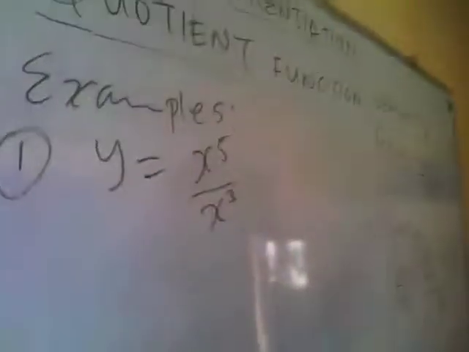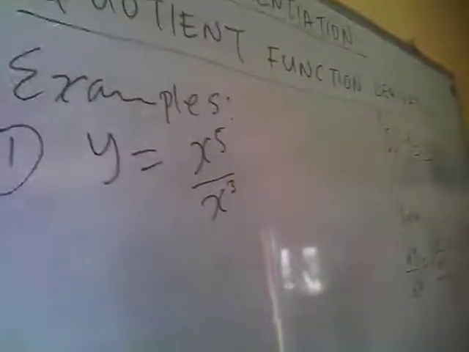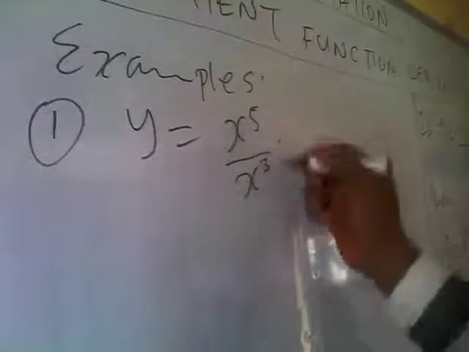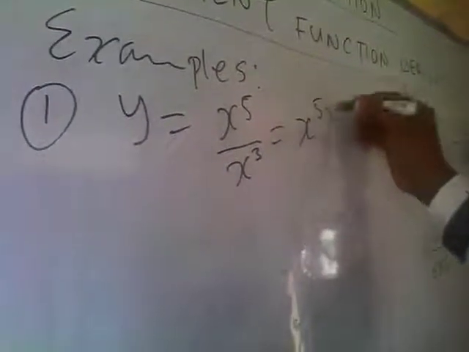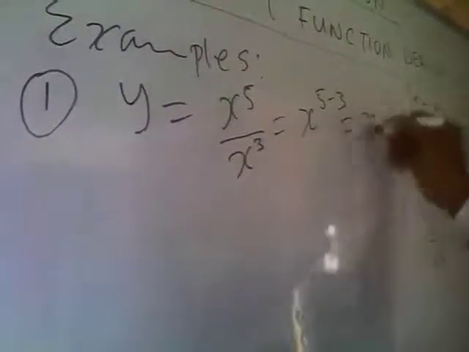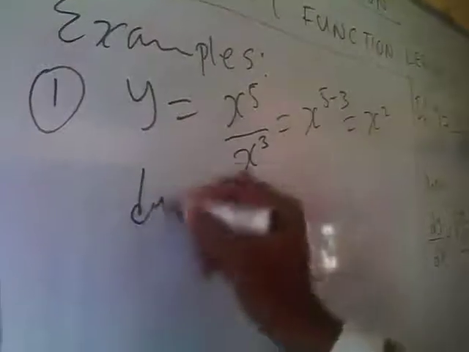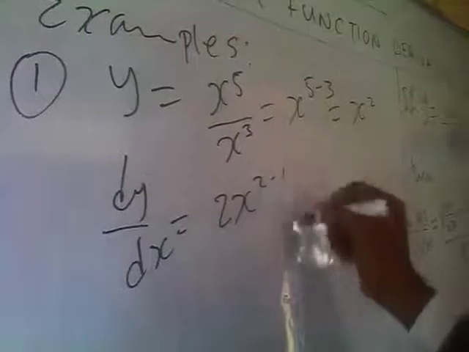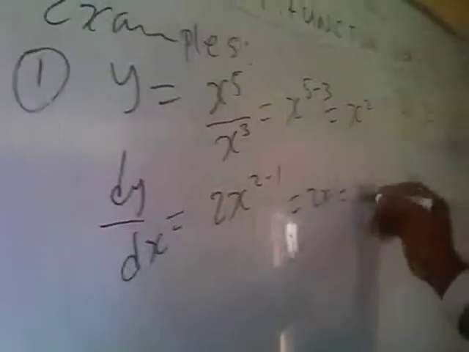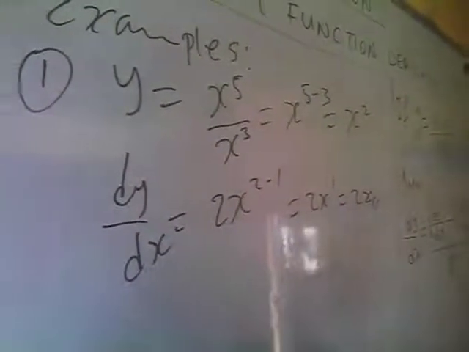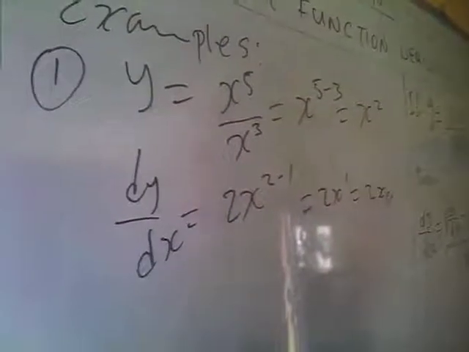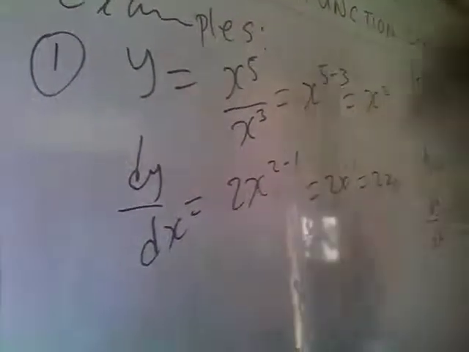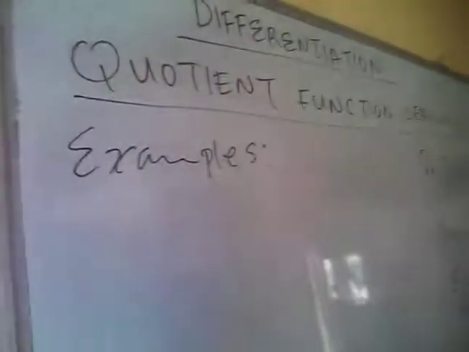Alternatively, we can just break everything down using the law of indices. We know that our y will now be equal to x to the power 5 minus 3, and that will be x to the power 2. So we can differentiate the function using the power function rule. Then we're going to have 2x to the power 2 minus 1, which is 2x to the power 1, which is 2x. So that's an alternative method. We still get the same thing, though faster. Then another question. Let's take another example.